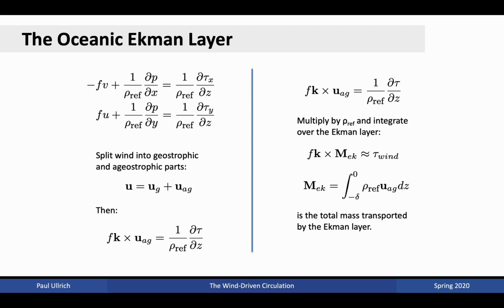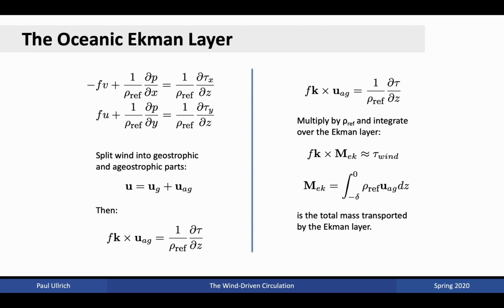If we plug this into the formula above, that allows us to eliminate the geostrophic wind from the balance, and what we then obtain is a formula associating the ageostrophic wind with the frictional force on the fluid parcel. Specifically, we have f k cross u ageostrophic is equal to 1 over rho reference times the z derivative of the vector wind stress. We're going to multiply this equation through by rho reference and integrate over the depth of the Ekman layer. This then gives us a formula for the mass transport in the Ekman layer, which is, more specifically, the integral over the depth of the Ekman layer of rho reference times the ageostrophic velocity.